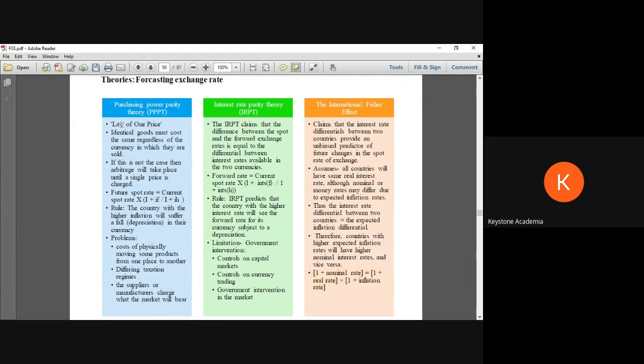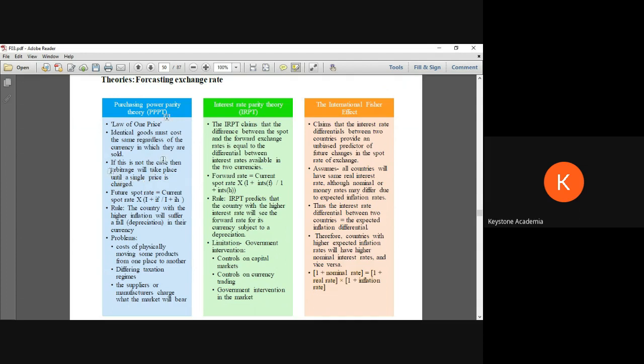For example, what is PPPT? They won't ask this, we're just going through it quickly. Law of one price. It says that if we buy an apple in the UK or in the US, it should technically be the same. It's a very basic example, but let's say cars or anything else, it should probably be the same price. If this is not the case, then arbitrage will take place until a single price is charged.